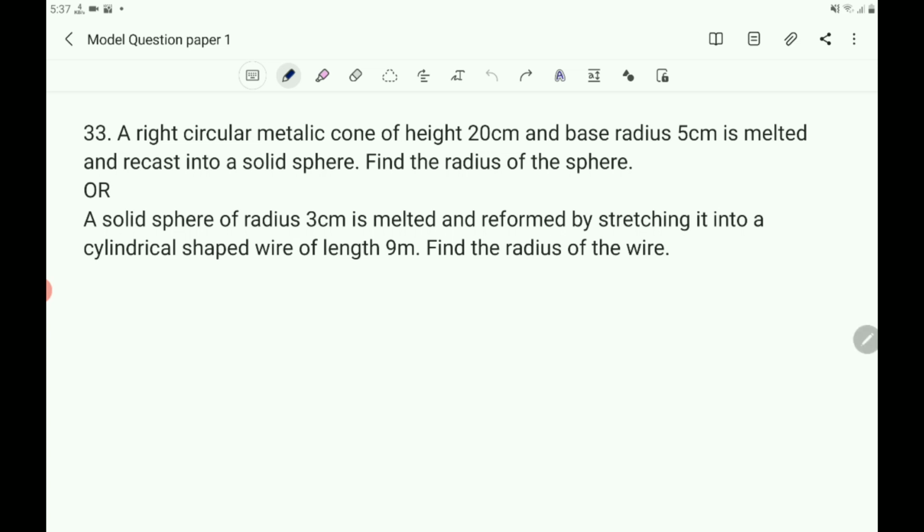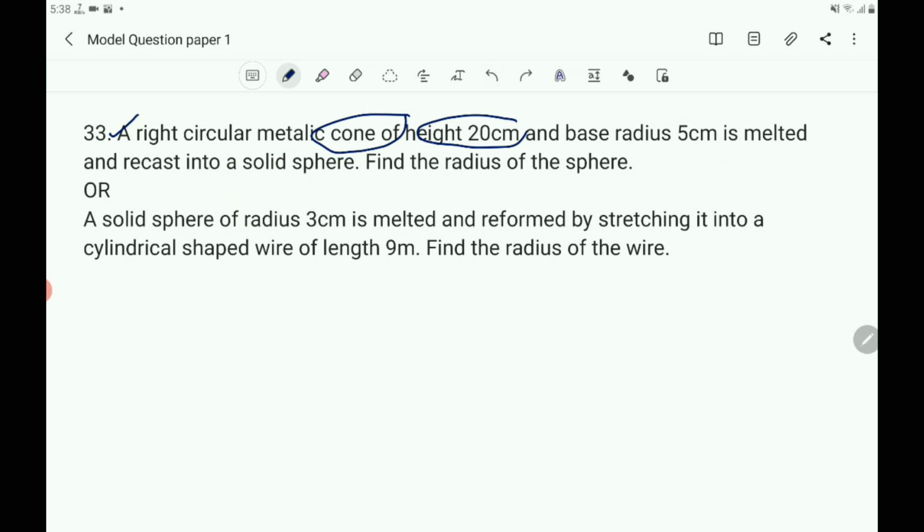First you take the first question. A right circular metallic cone of height 20 centimeter and base radius 5 centimeter is melted and recast into a solid sphere. Find the radius of the sphere. Originally the shape of the solid is a cone. And what is the height of the cone? Height of the cone is 20 centimeter and the radius of the base, you know that a cone has a circular base, is 5 centimeter, and it is melted to form a solid sphere. And what you have to find out? We have to find the radius of the sphere.